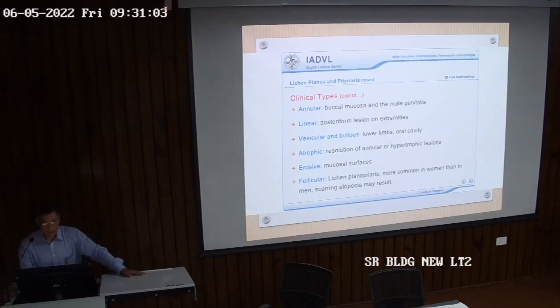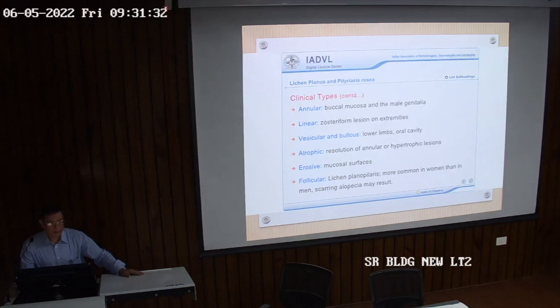Then linear lesions and zosteriform lesions on extremities. As both of the names suggest, it's a linear lesion. Linear and zosteriform, how has the term zosteriform come up? What does this term suggest? So terms are very important. Once you know the term, then classification becomes easy and the terminology becomes easy.